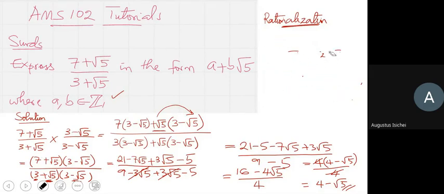Who knows what the value of B is from the final answer we got? We got our answer as 4 minus root 5. So I'm saying that the value of A is 4. Who knows what would be the value of B? Nobody? Okay, let me give you a hint. The value of B is the coefficient of root 5. What's the coefficient of root 5? Minus 1. Minus 1, correct. So the value of B is minus 1.